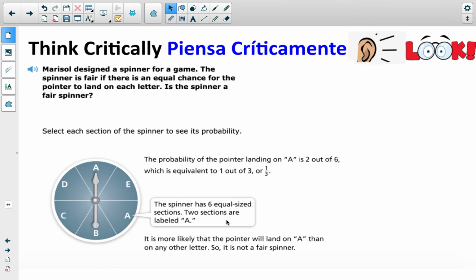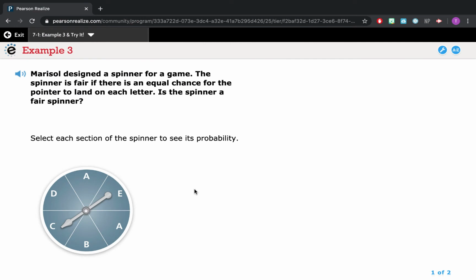Now, we're going to first take a look at this interactive spinner. In the scenario, Marisol designed a spinner for a game. The spinner is fair if there is an equal chance for the pointer to land on each letter. Is this spinner a fair spinner? If a spinner is fair, that means there will be equal probability of landing on each part. In this case, these are letters. I see an A, a C, a B, D, and an E.